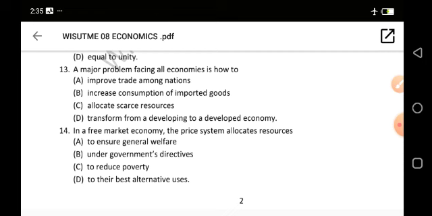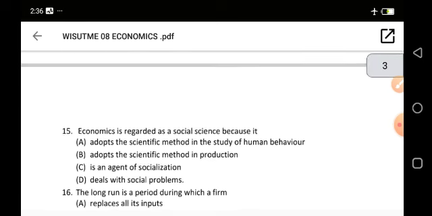Talking about ensuring general welfare, that is a socialist economy. To reduce poverty, that's what the government tries to do, so that is a socialist economy, or sometimes the mixed economic system. But to their best alternative uses, yes, that is the free market economy, because they are always there to make profit. Whatever has no profit in it, they don't invest in it; they invest in the alternative. That will take us to number 15.